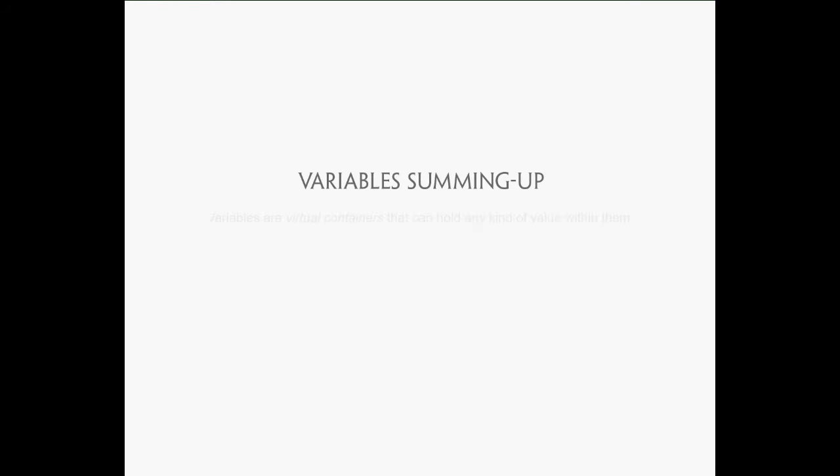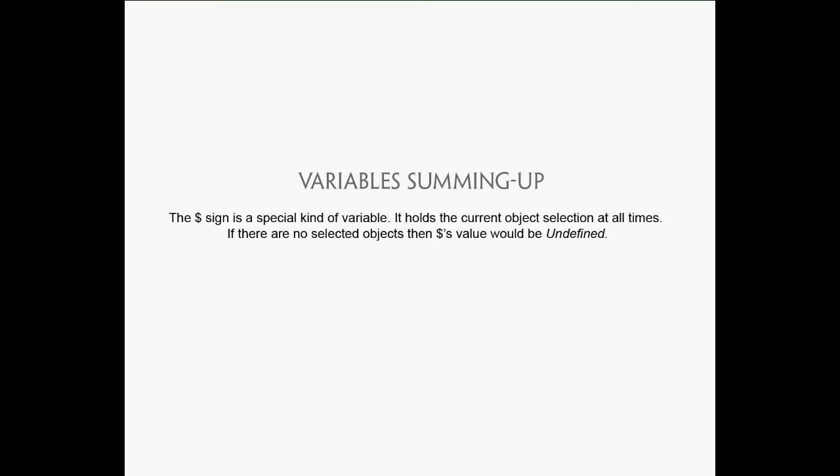So to sum up, we can create variables to hold any type of values in them. And we can use these variables to easily pass the given values between functions. There's a special variable which will be very important to us, the $ sign. It's always holding the current selection in itself. If no objects are selected, its value will be undefined, as we would expect.